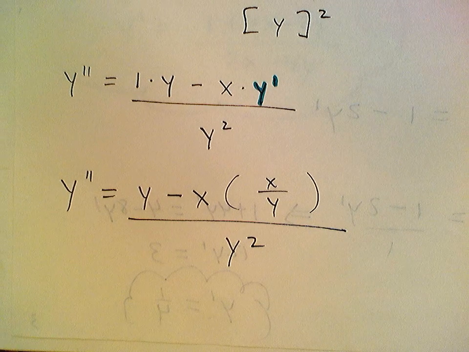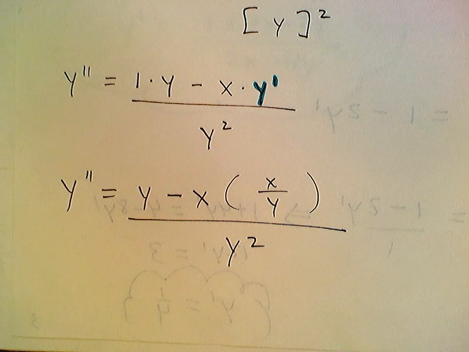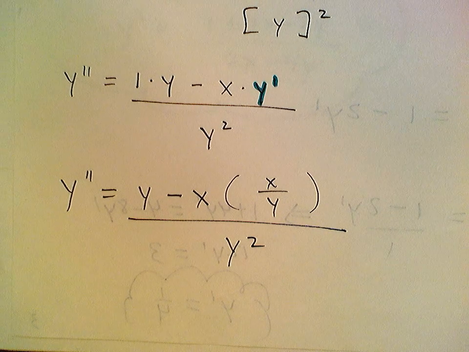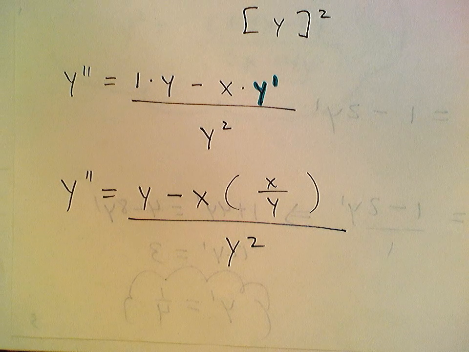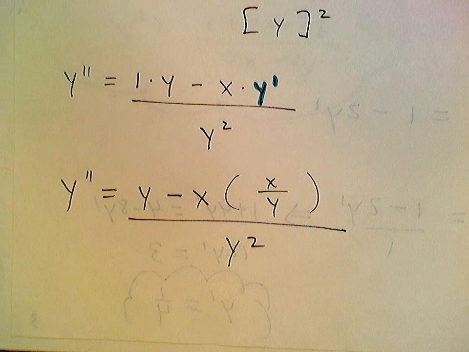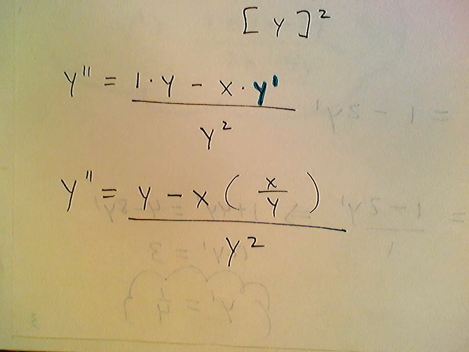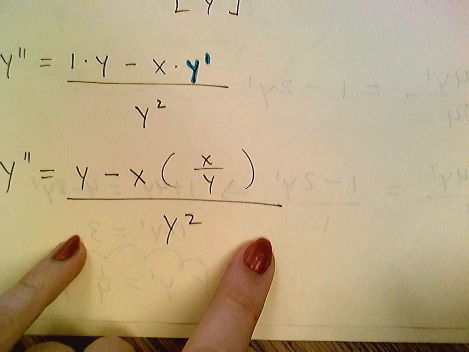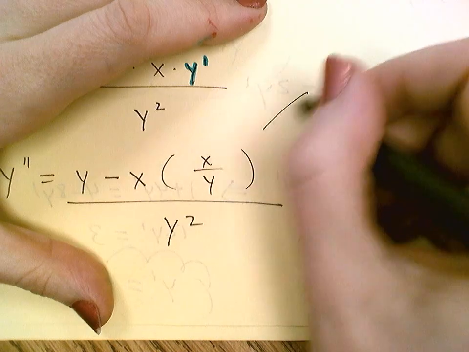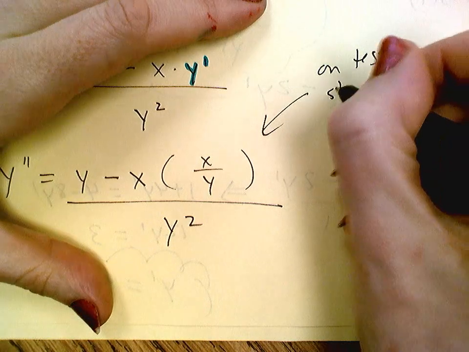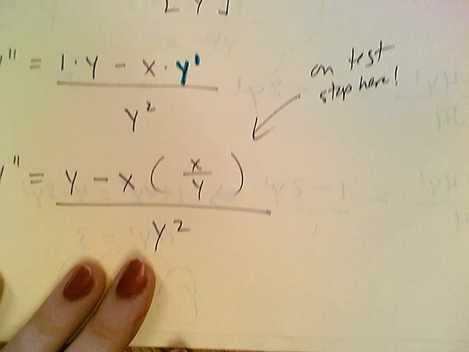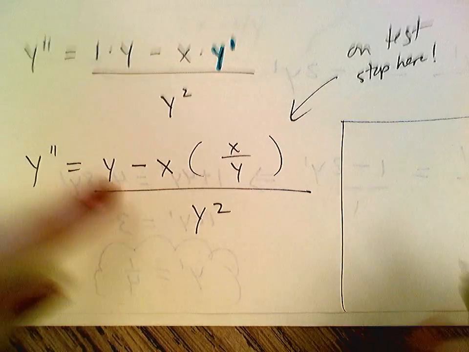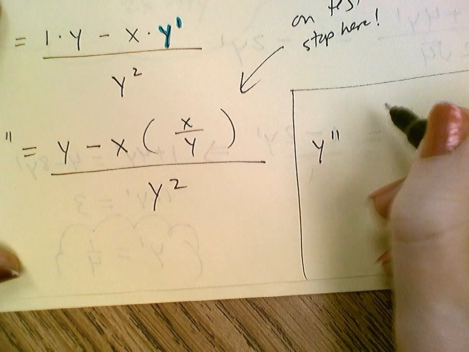Honestly, for AP Calc, you don't need to simplify. So you can just leave it like this. Your book, however, when you go to practice problems and look at the book's solution, they're going to simplify this. So let me real quick do that. But on the test, stop here. Stop there because you don't want to go too far and then make a little mistake. But just for the book's purposes, let me give you a little refresher. So this is y double prime.